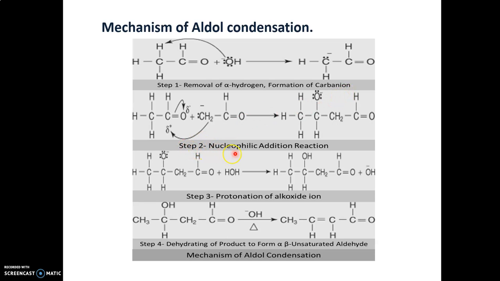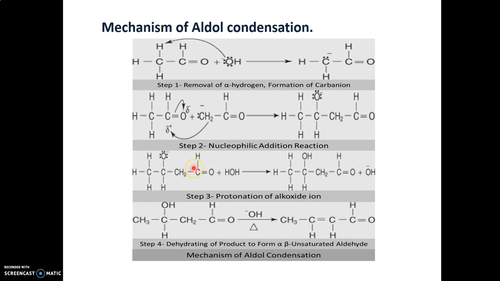The second step is the nucleophilic addition reaction. Here the enolate ion, or the carbanion that has been formed in the first step, attacks the second aldehyde molecule, and this undergoes nucleophilic addition with the carbonyl group of the second molecule of the aldehyde, resulting in the formation of an alkoxide ion, and this is a condensation product, that is the alkoxide ion.